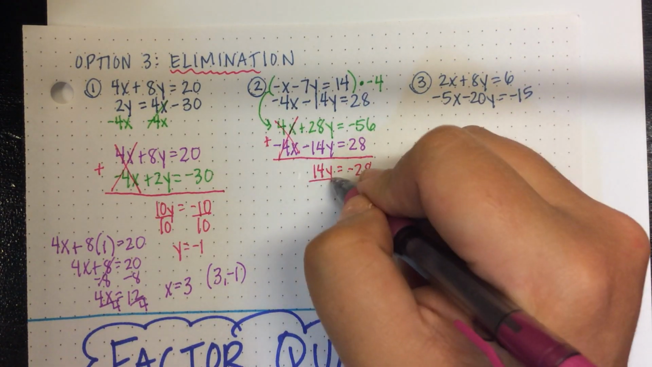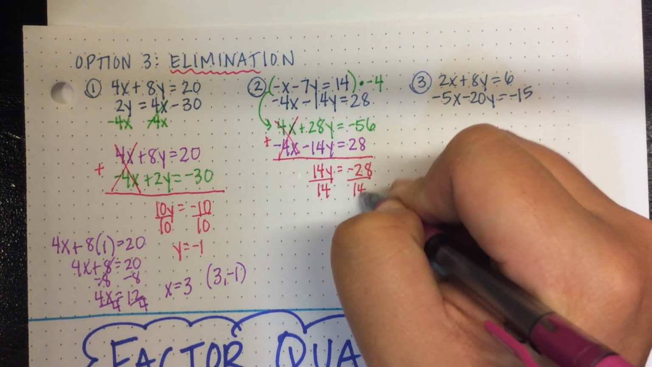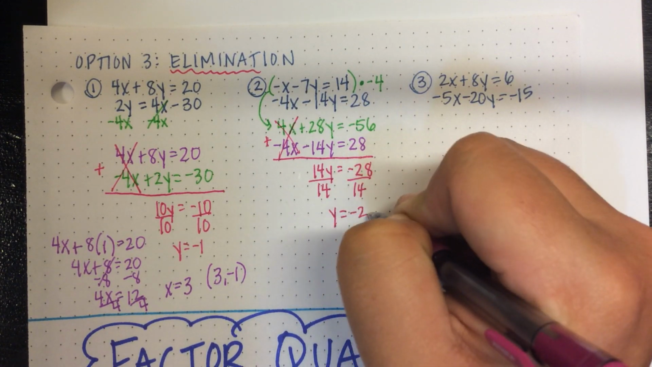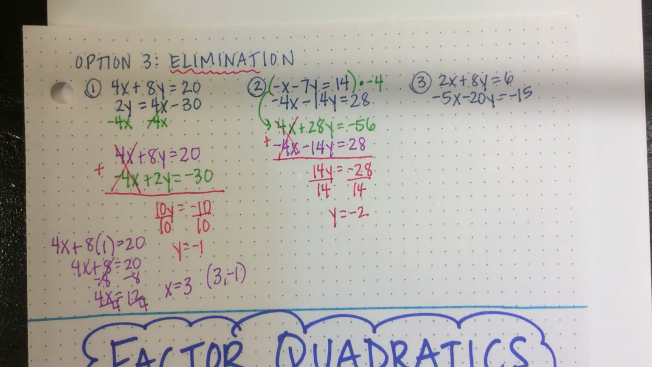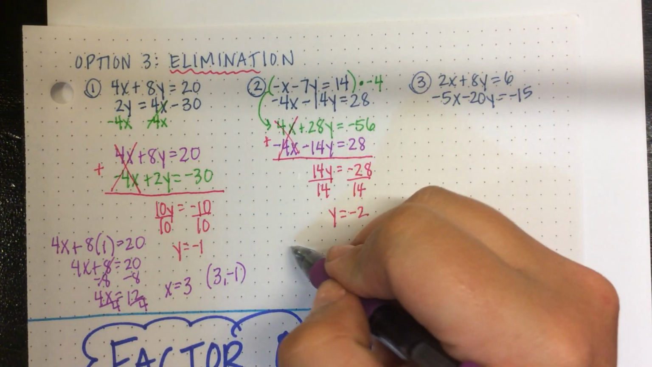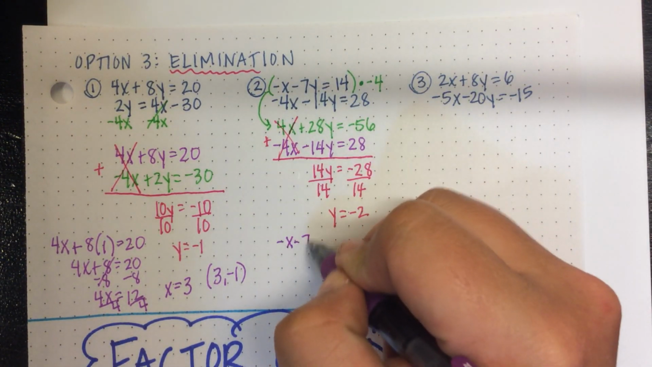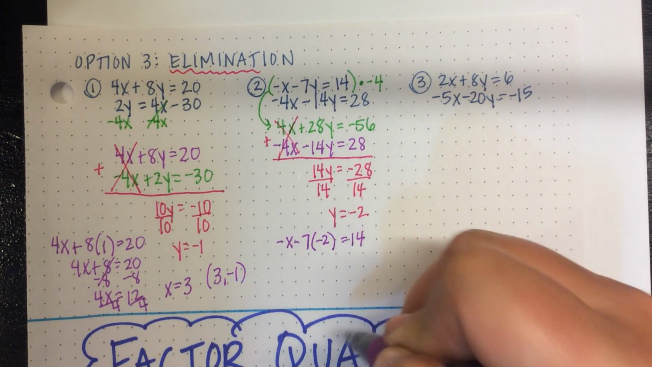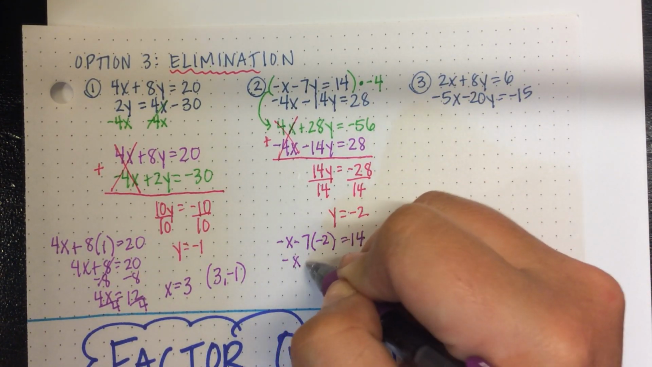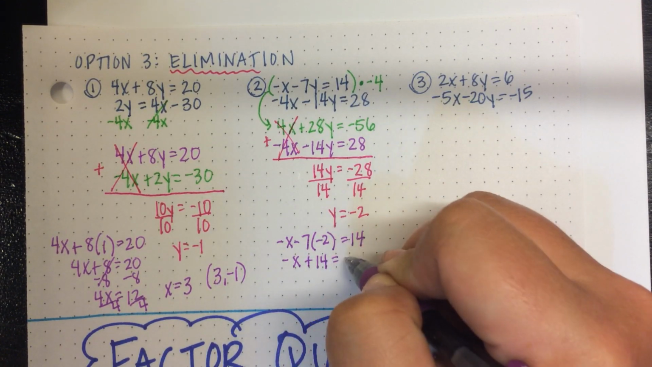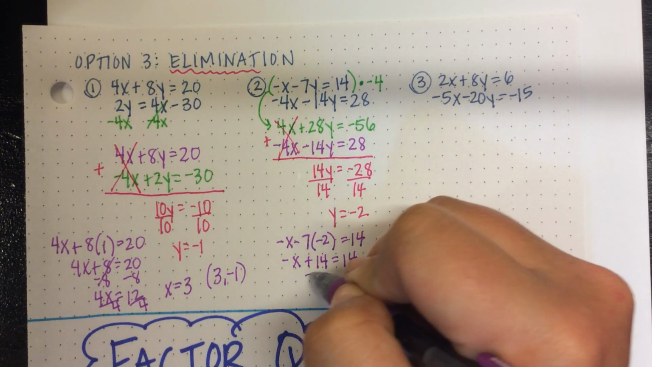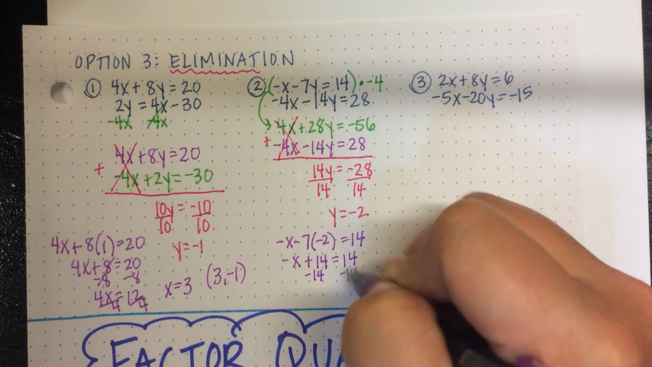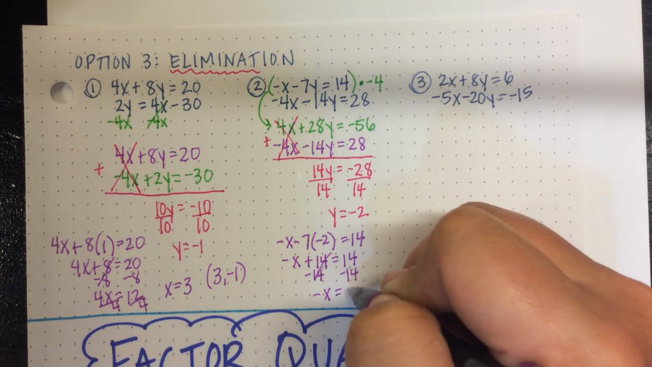Now I can solve for y by dividing by 14. So y equals negative 2. But I'm not done yet. We got to plug it back in. So I'm just going to pick the first one again. So I'm going to say negative x minus 7 times negative 2 has to equal 14. So negative x plus 14 equals 14. Subtract 14, so we get negative x equals 0.